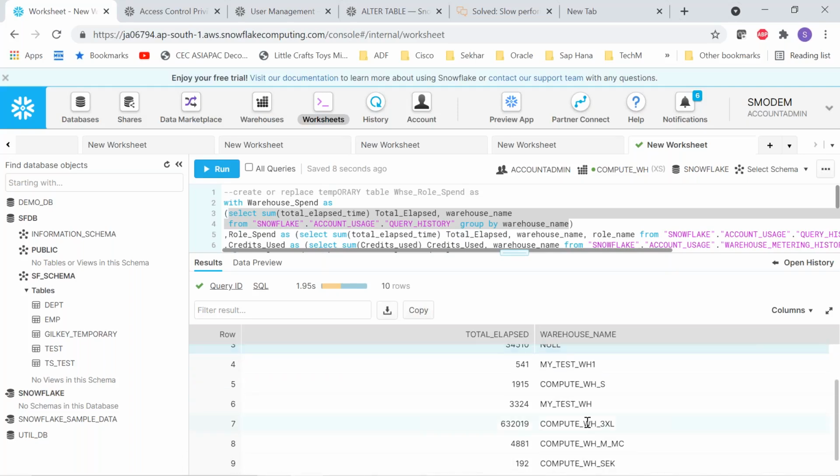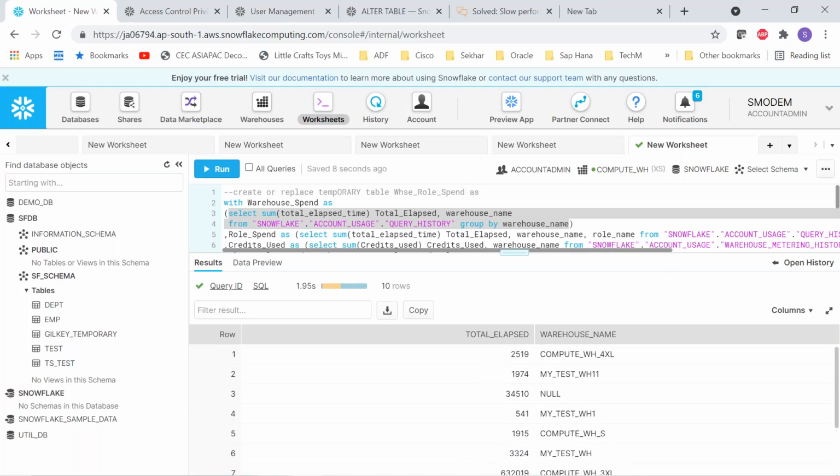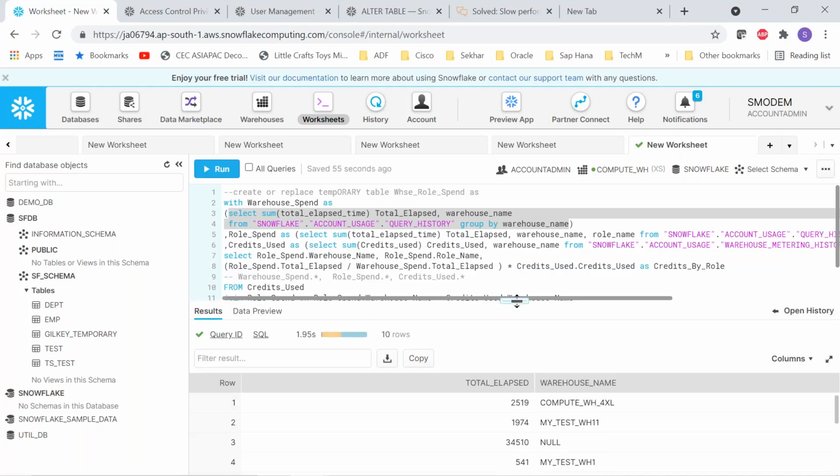So compute WS3XL took about this much elapsed time. If you look at it, these are all the warehouses, and these warehouses so far have run this many queries. And if you want, you can also filter for a particular date range. I'm just showing it for the entire time since I created my trial version of the account.